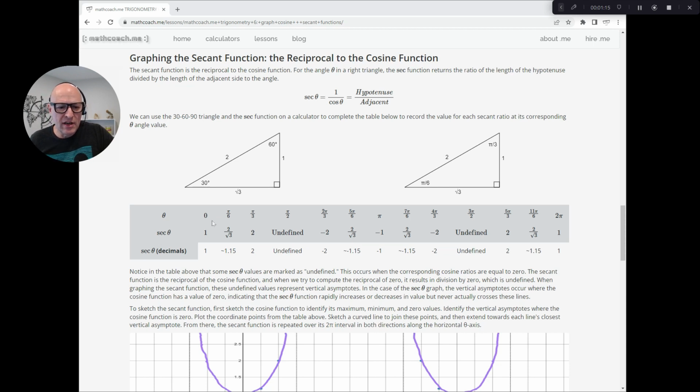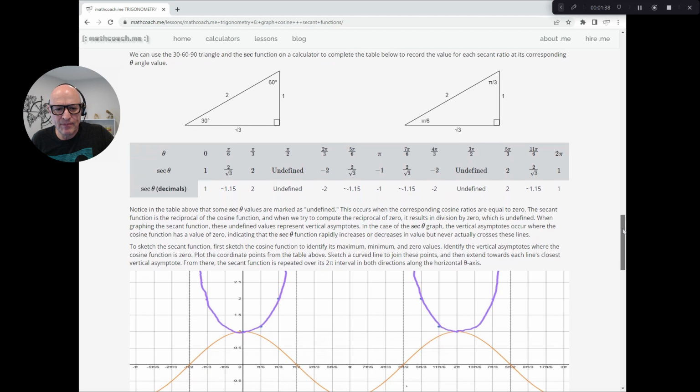So at 0 degrees, the secant ratio is 1. At 60 degrees, as we saw here, secant of 60 degrees is hypotenuse over adjacent. At 60 degrees, it is 2. So whatever the cosine ratio is, the reciprocal value. And then we see these again undefined points. Let me scroll down a little bit.